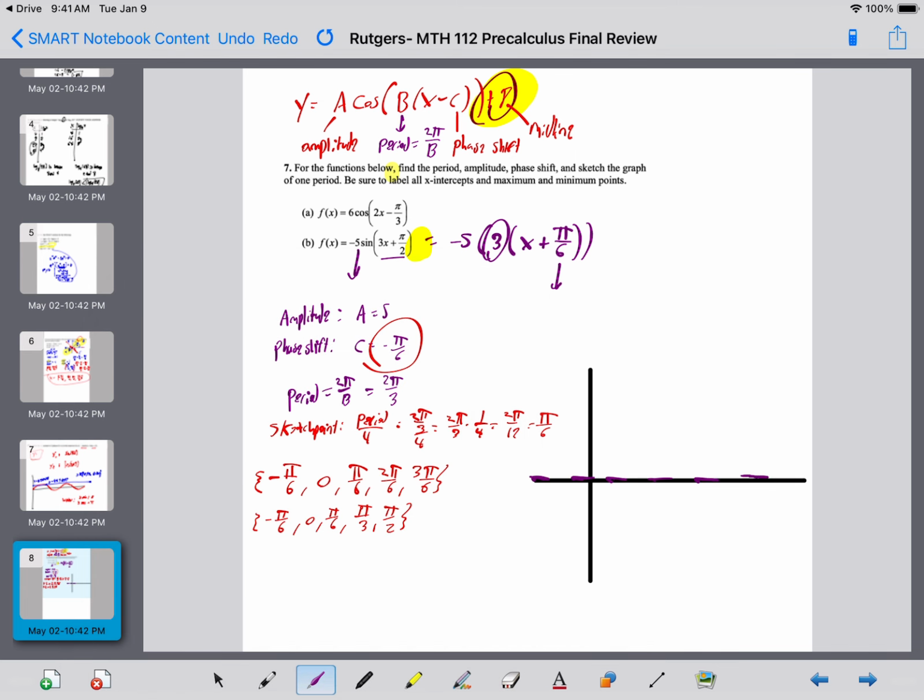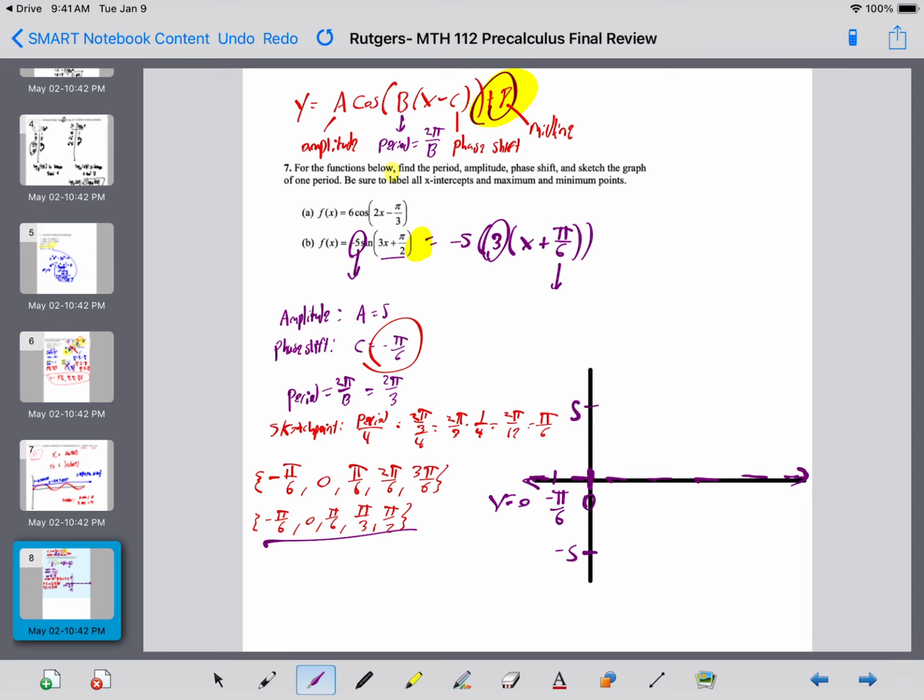I use a dotted line. So, that's your midline, y equals 0. It's going to go up by the amplitude. The amplitude's 5. So, up to 5, down to negative 5. 0 plus 5 is 5, 0 minus 5 is negative 5. We're starting at negative pi over 6. Let's start putting these points in.